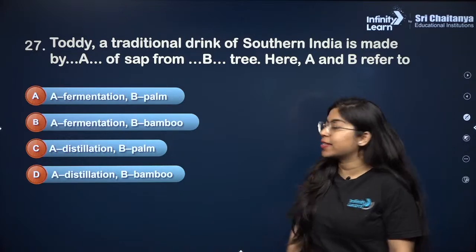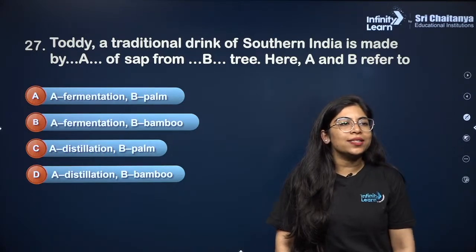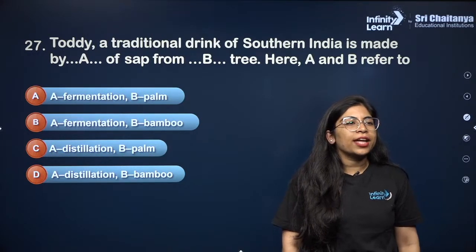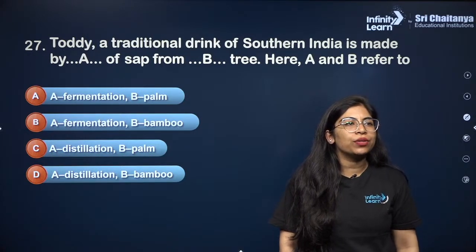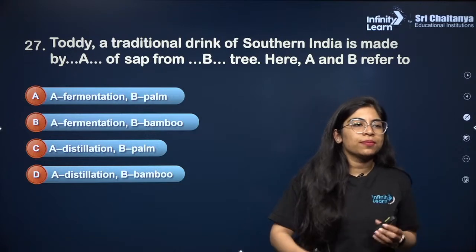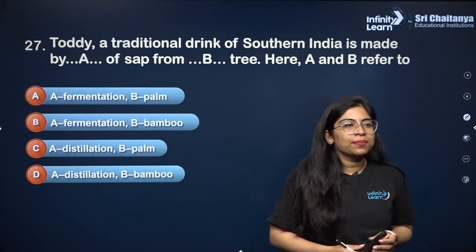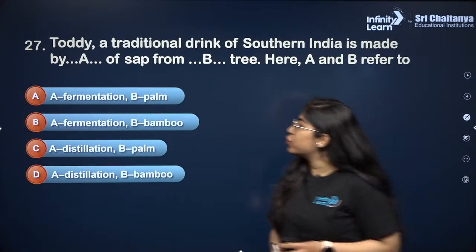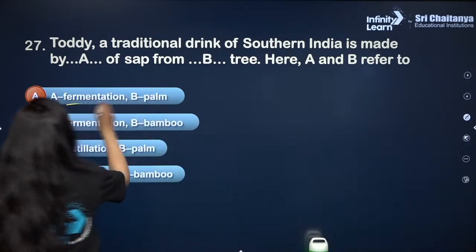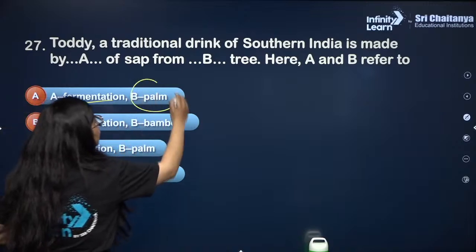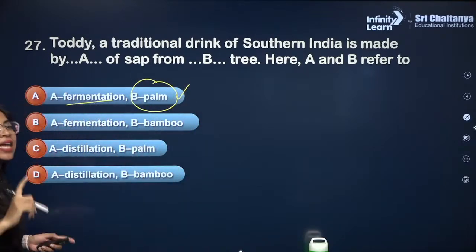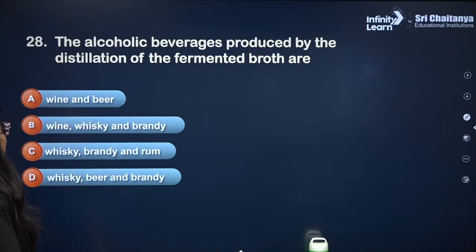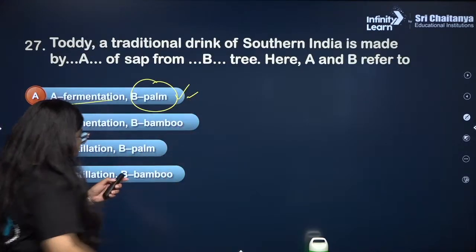Rahul says the answer is A. What about others? Mamtha says it is A. Aishwarya, what do you think? Bhargavi, what do you think it is? Everyone, toddy is this drink which is made by the process of fermentation and the plant which is used is palm. Very correct. So my answer to this question is A, everyone.